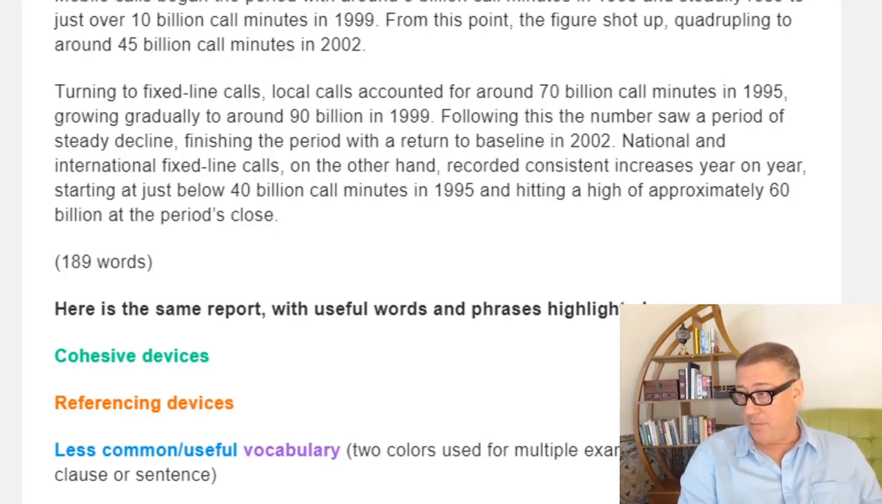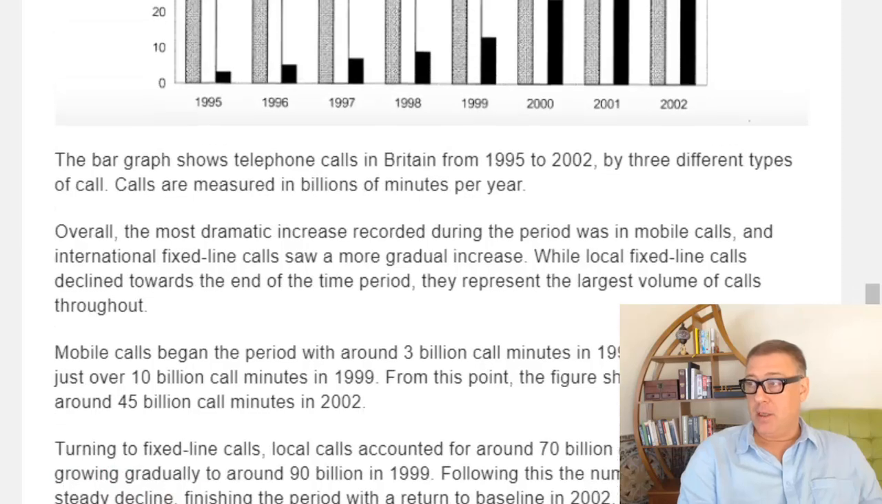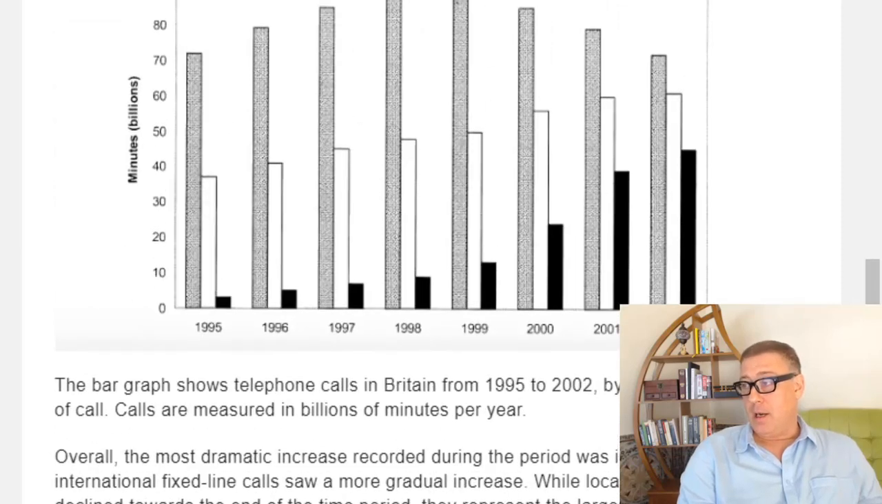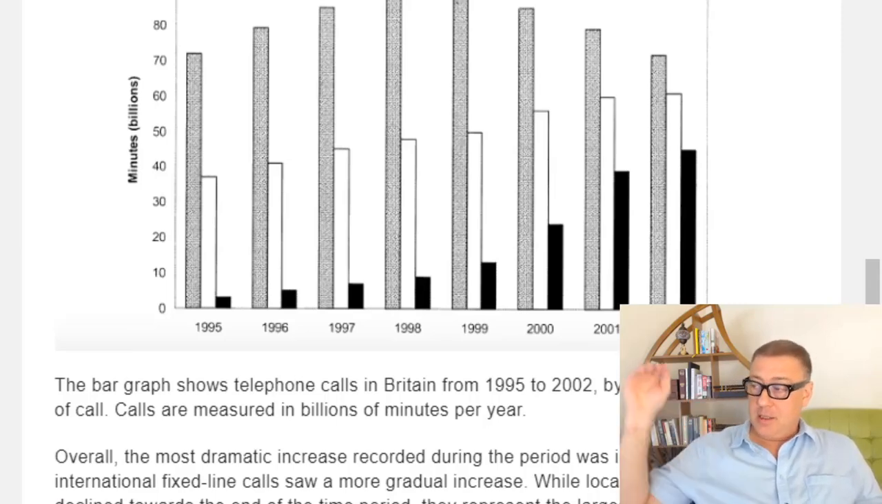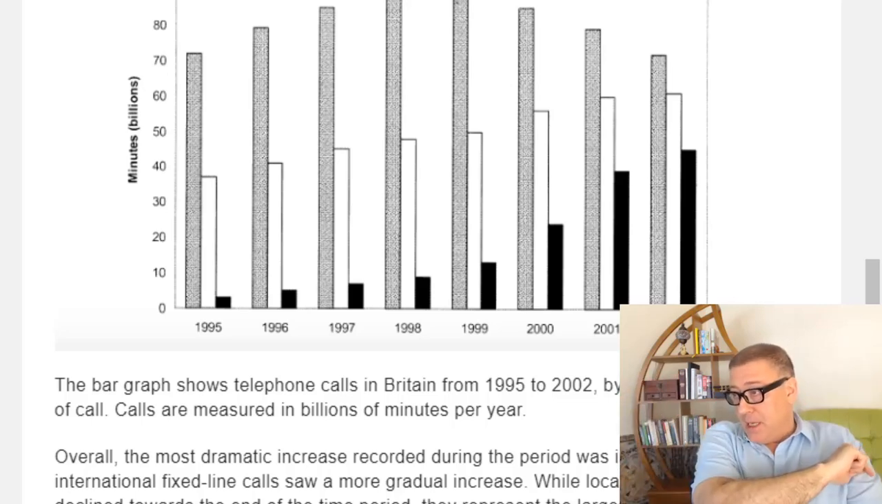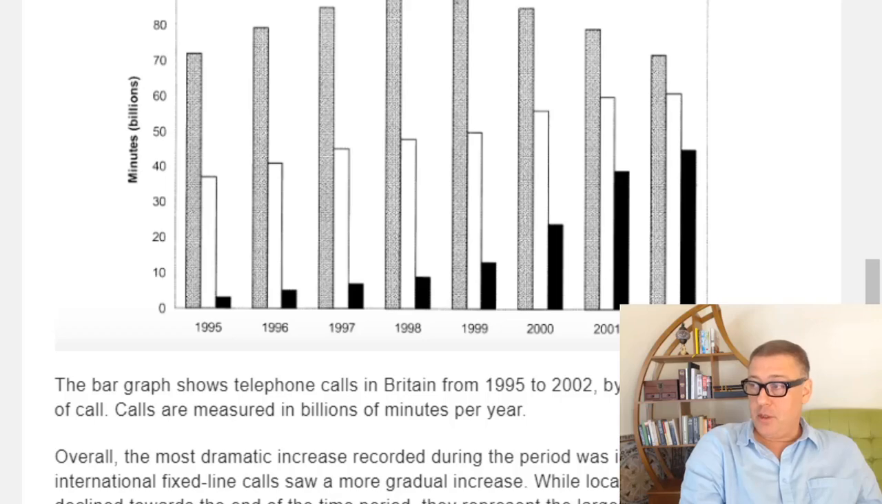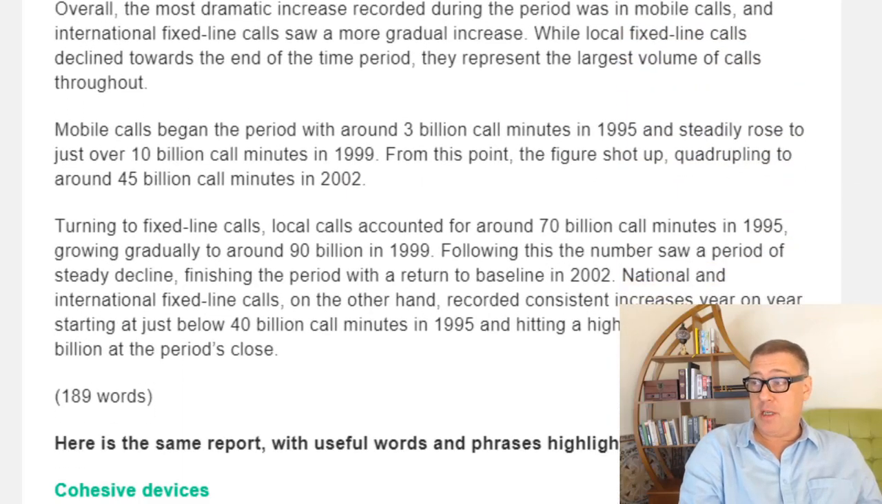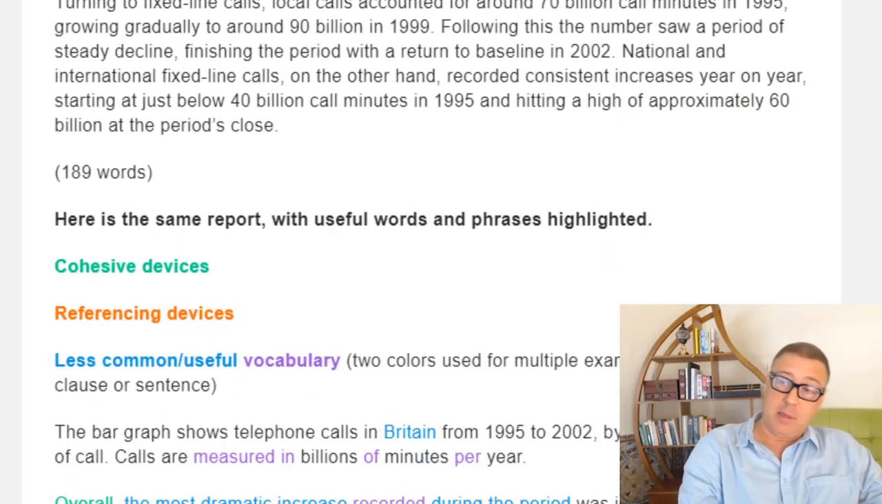So national and international fixed line calls, on the other hand, recorded consistent increases year on year, starting at just below 40 billion call minutes in 1995 and hitting a high of approximately 60 billion at the period's close. So again, I only mention the beginning and the end here, but I don't really need to, because I said there's a consistent rise year on year. So, you know, this is the beginning, this is the end, and there's a consistent increase every year during the period. That's accurate. And I've used figures enough, numbers enough to describe the data in a way that is going to make the examiner happy.